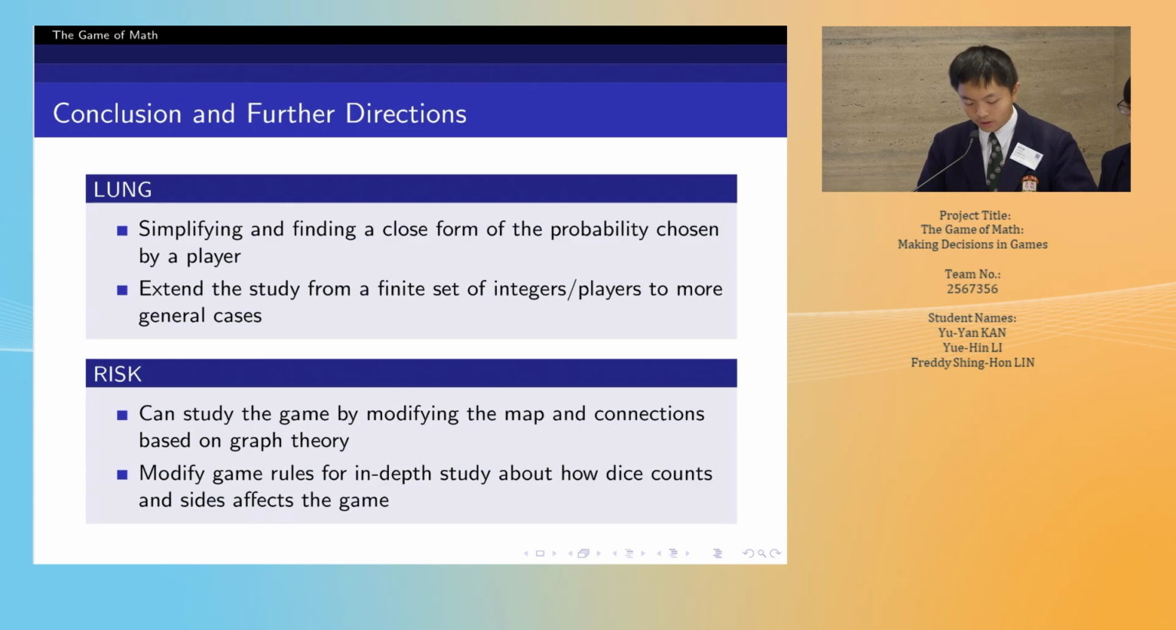a closed form for the symmetric equilibrium strategy that a player should adopt and evaluate more general cases of the game. In Risk, we would like to modify the map and connections based on graph theory, as well as modify game rules for an in-depth study regarding how dice counts and sides actually affect the whole game process.